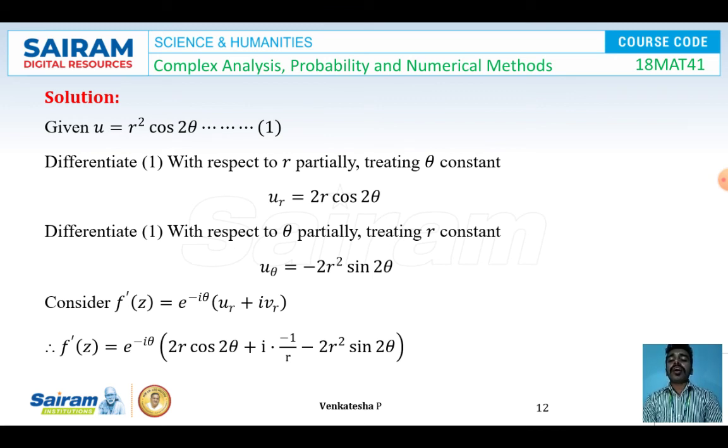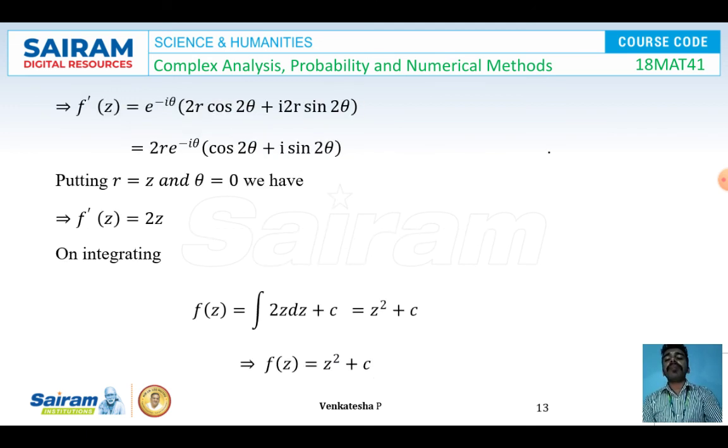Since we don't have the v_r term here, I'm going to convert this v_r as −(1/r) u_θ. So after replacing that value here, I got the equation f'(z) = e^(−iθ) (u_r − (i/r) u_θ). Now replacing the values of u_r and u_θ in this equation, I got f'(z) = e^(−iθ) (2r cos 2θ + i (−1/r)(−2r² sin 2θ)).